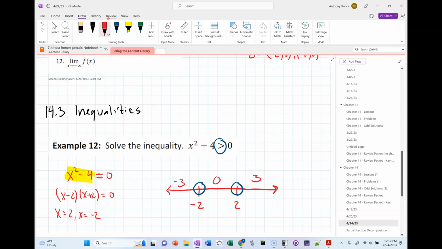And then I'm going to plug those into my function and see what the result is. I don't even really care what the number is for the result. All I really care about is whether the result is positive or negative. Usually I plug it into the factored form. So -3 minus 2 is negative. -3 plus 2 is negative. Negative times negative is positive. If I plug 0 in, 0 minus 2 is negative. 0 plus 2 is positive, and negative times positive is negative.